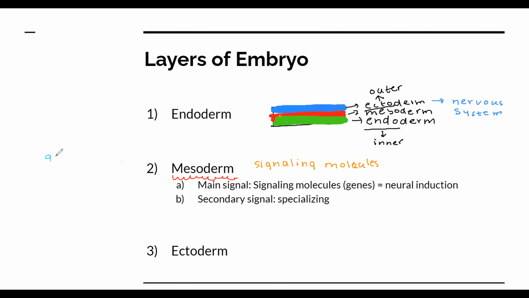So genes, expression of genes specifically, create different types of proteins, right? And these proteins basically determine what type of neuron it's going to become.